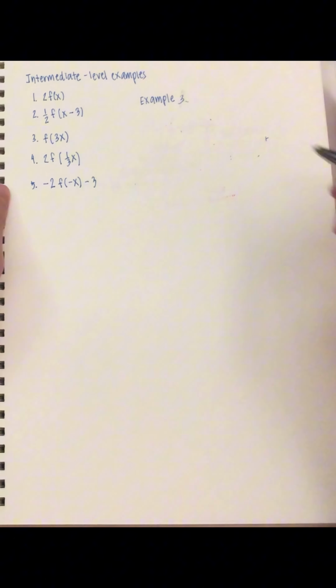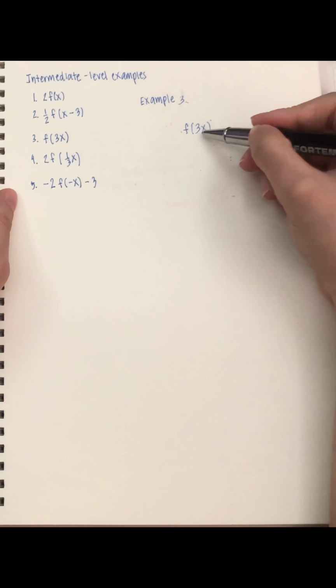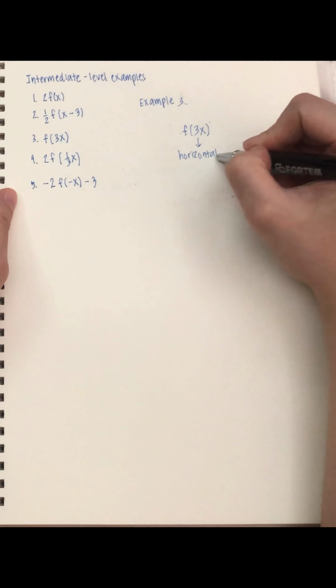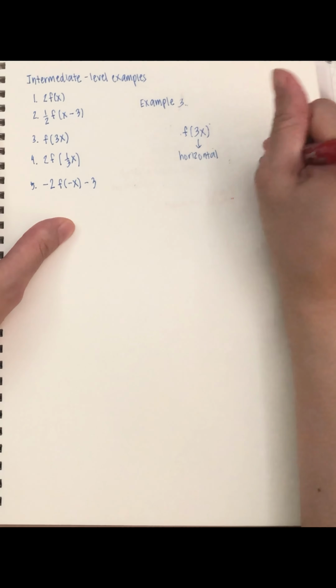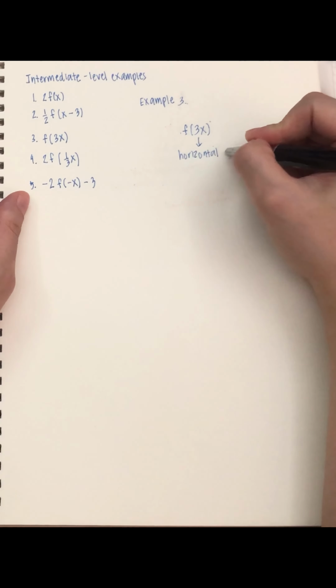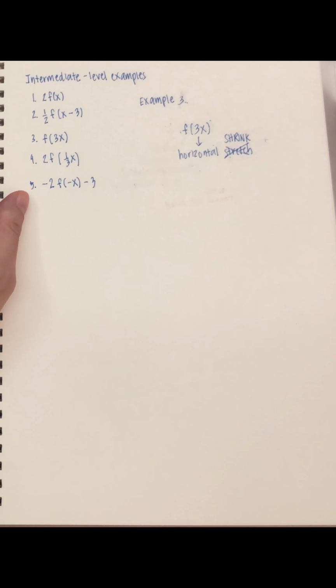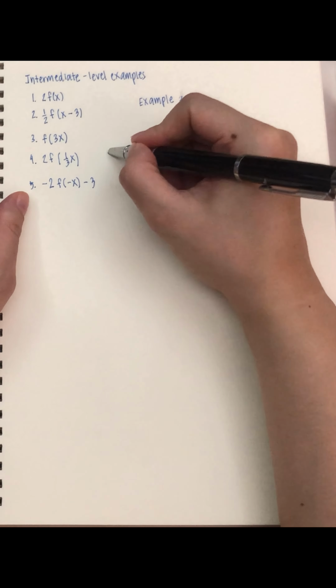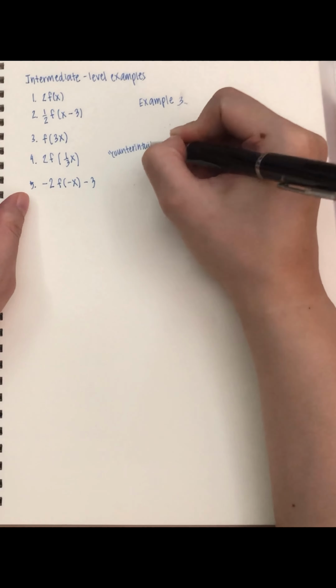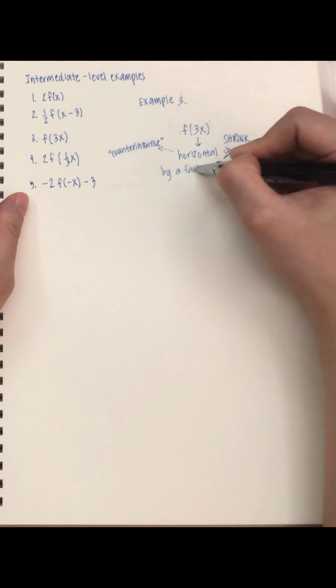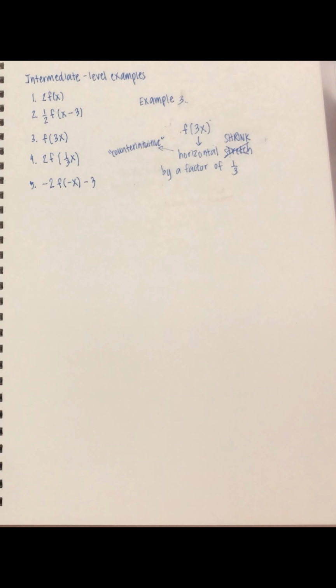Example 3. f of 3x. Now the 3 is multiplied inside, so that is a horizontal transformation. Now you might think it is a stretch. It is not. It is a shrink. I told you in the first video, horizontal transformations are counterintuitive. Times 3 is actually a shrink by a factor of 1/3.